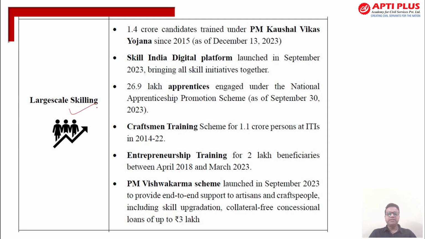Now, skilling was another important area where the government has put its best impetus with the PM Kaushal Vikas Yojana, Skill India Digital performance, 2.26 lakh apprentices, craftsman training was provided, entrepreneurship training, and the PM Vishwakarma scheme was launched in September 2023, which provides support to artisans, including skill upgradation and collateral-free loans, which will ultimately help them boost their overall livelihood options.